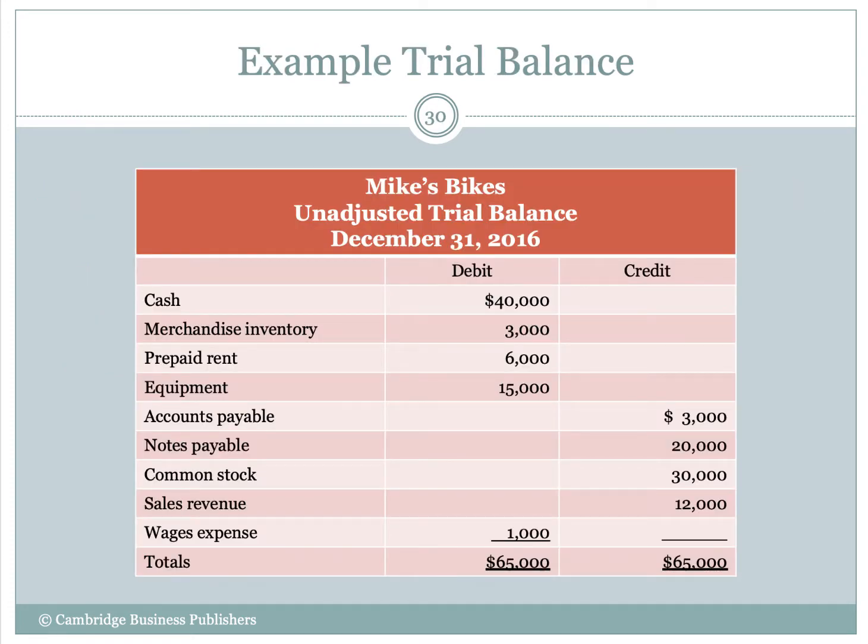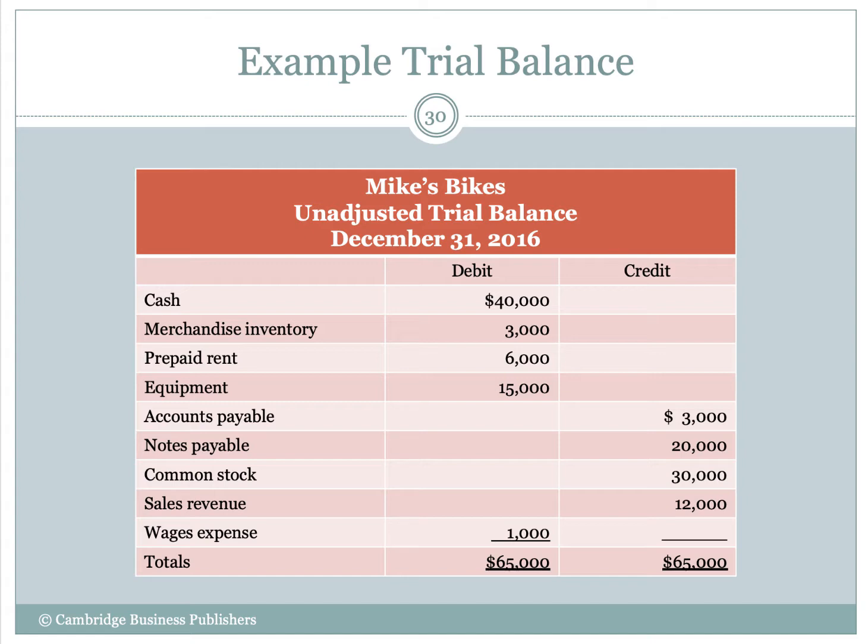So what exactly is a trial balance? Again, it lists all the accounts in the ledger. It has a debit column and a credit column. But notice how it's put together. This is proper form. It has a heading. The first part of the heading says Mike's Bikes, so it gives us the company name. Then it tells us what kind of trial balance it is. Is it adjusted? Is it unadjusted? Is it closing? Well, we're not there yet, so it's just an unadjusted trial balance. We didn't make any adjustments yet.